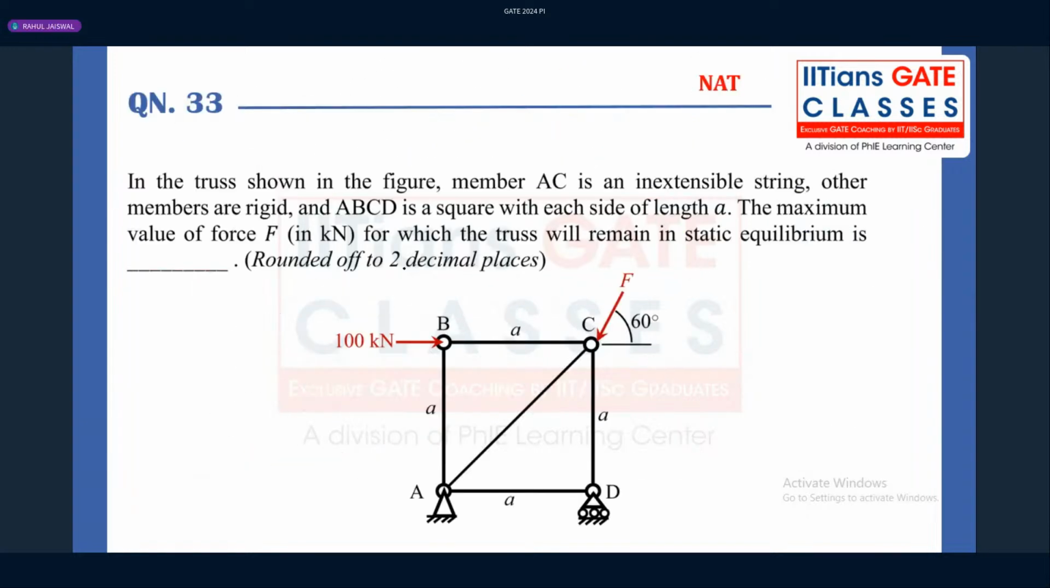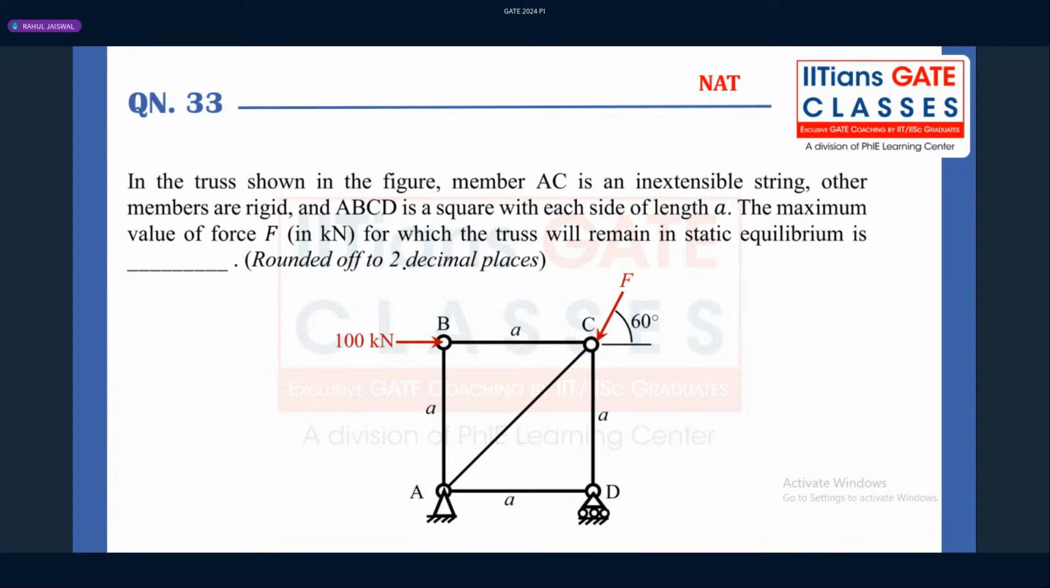Now, moving on to the next question, guys. Question number 33. In the truss shown in the figure, the member AC. Again, this is a question on trusses, but on a slightly higher side, even though it is of 1 mark. Why, I will tell you.